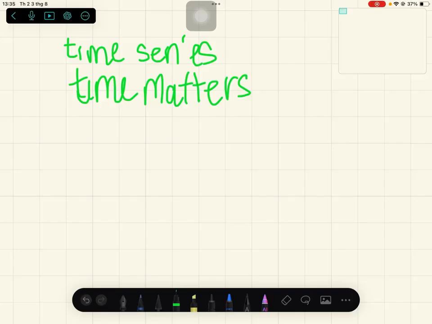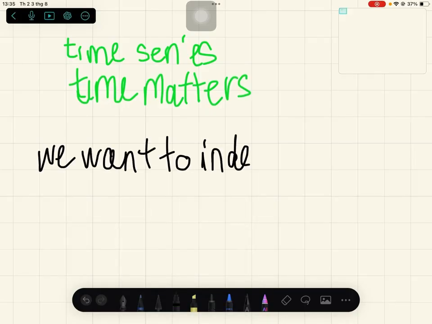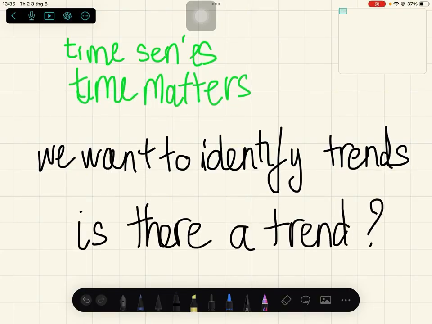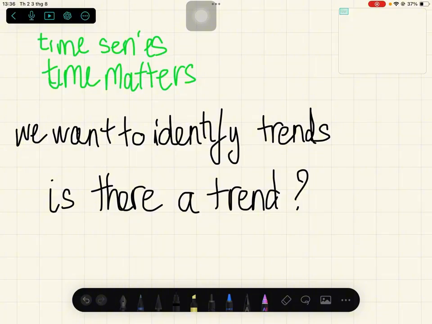Now, why do analysts care so much about time series? Because we are rarely interested only in the past. We want to understand where things are going. We want to identify trends, forecast future values, estimate growth, and make better investment decisions. So whenever we work with time series, one of the first questions we ask is: is there a trend? In other words, does the variable generally move upward, move downward, or stay relatively flat over time?